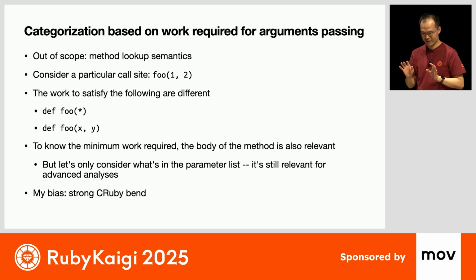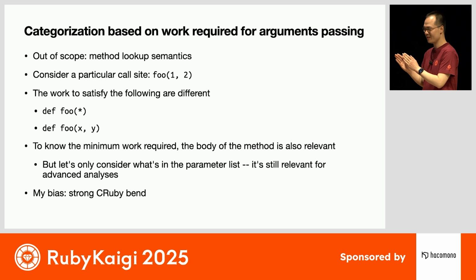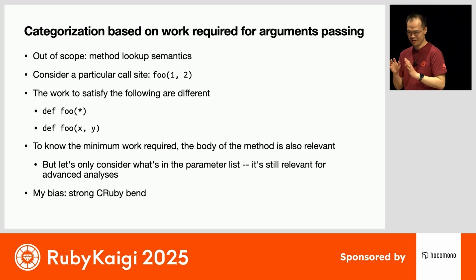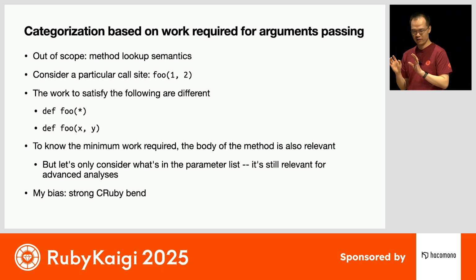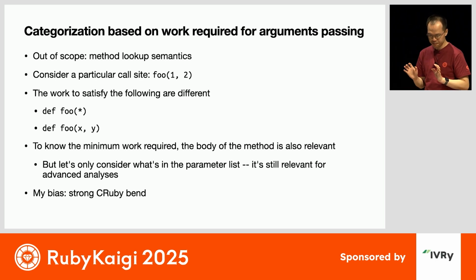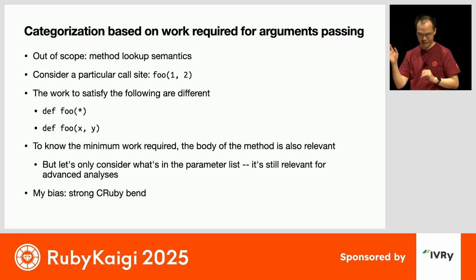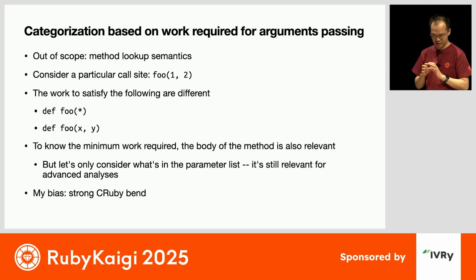So my categorization is based on the nature of the work required to pass arguments in the call. In summary, go past the parsing phase, also go past the method definition phase. This is what happens when you're making the hop from caller to callee. And I'll be assuming that we know both the caller and the callee, so the starting calling side and the side receiving the arguments. There are some subtleties in finding where the call should land, but that's for a different talk.